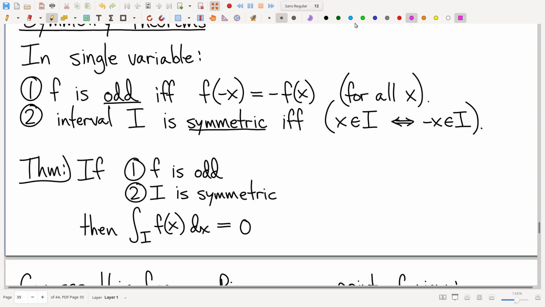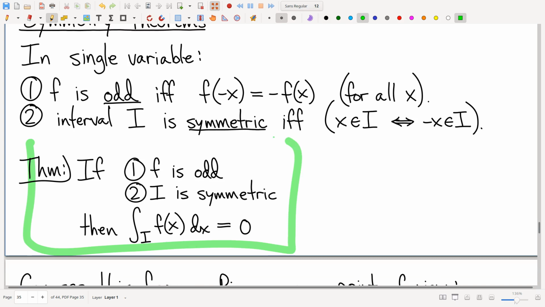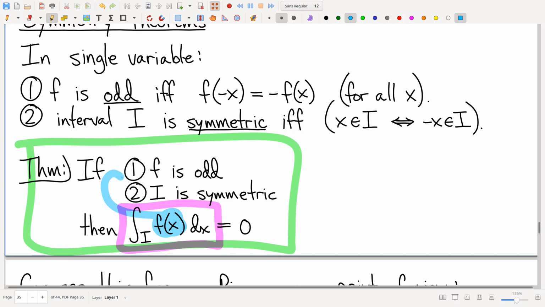I'm going to start with the single variable version. Here's the theorem. If you have an integral, and if your integrand is odd, odd, meaning that when you reflect the input, you get a minus sign on the output. That's an old concept from single variable calculus.